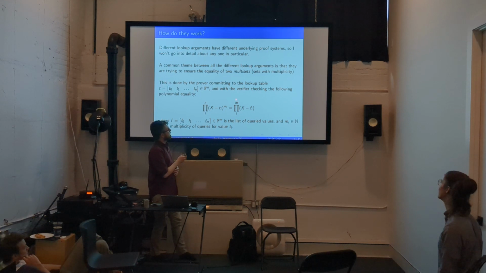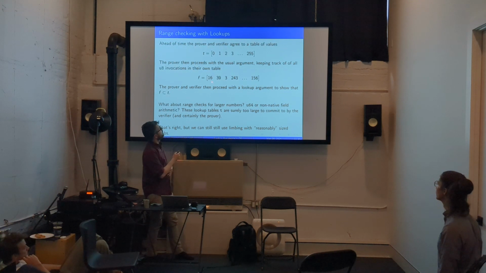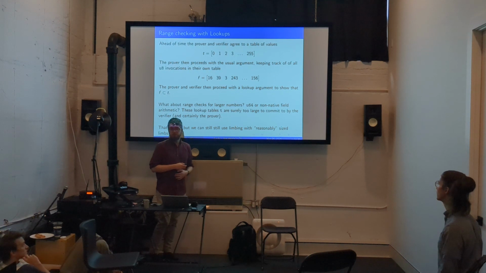But you have this whole set of the lookup table, and then f is going to be the set of query values that the prover is going to use in the course of his proof system. And these m_i's are the number of times that these values are actually being queried. For example, over here we will have 16, 39, 3, 22, 43, and 156 with multiplicity 1, and maybe 3 appears somewhere in these dot dot dots, so 3 will actually appear with multiplicity 2. And there's going to be a lot of things that don't appear, so those are going to have multiplicity 0, right?